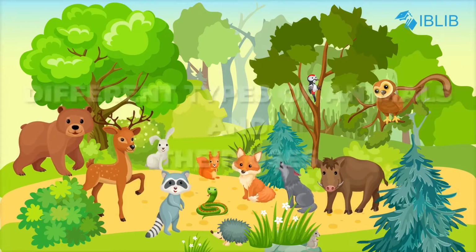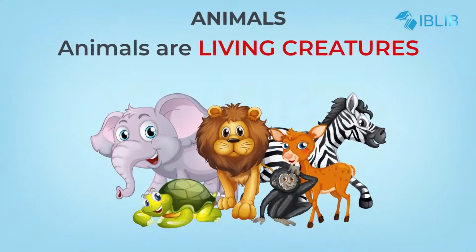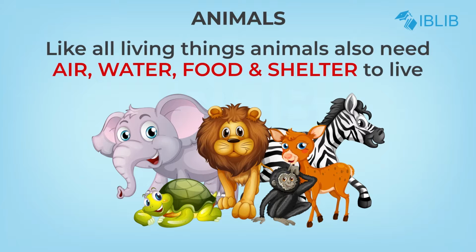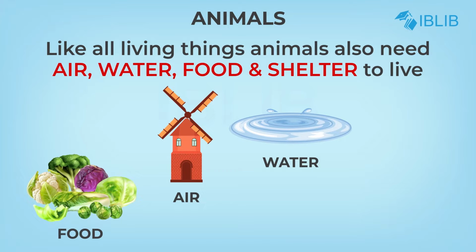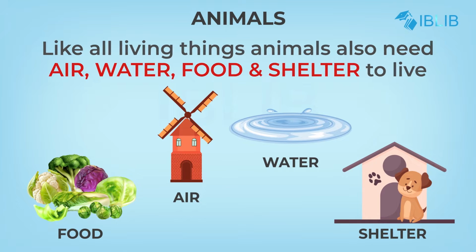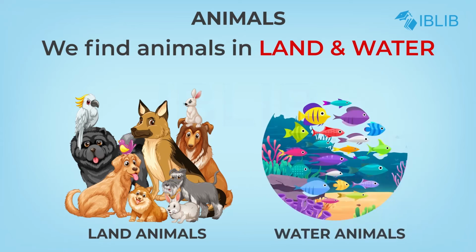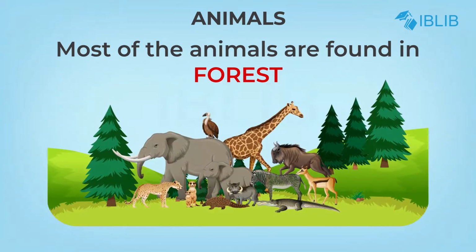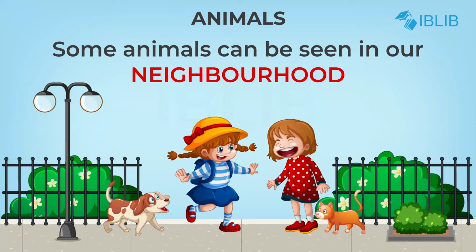The topic of the video is different types of animals and their uses. Animals are living creatures. Like all living things, animals also need air, water, food, and shelter to live. We find animals on land and water. Most of the animals are found in forest. Some animals can be seen in our neighborhood.